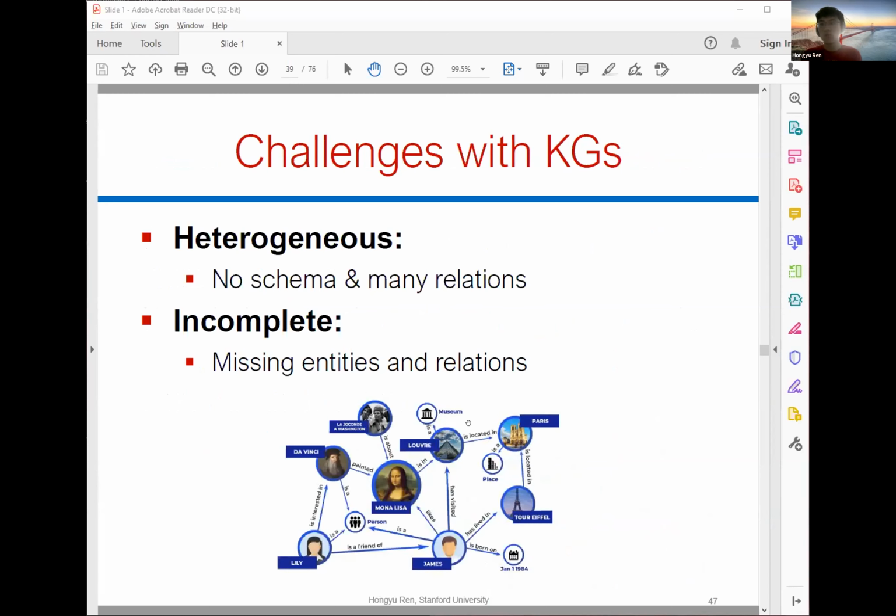Okay, so for real world large knowledge graphs, the challenge is really twofold. One is that they are often very heterogeneous without schemas, or it requires efforts to manually design a schema. And the second is that they are often incomplete, with a whole bunch of missing facts, missing entities and missing relations and so on.